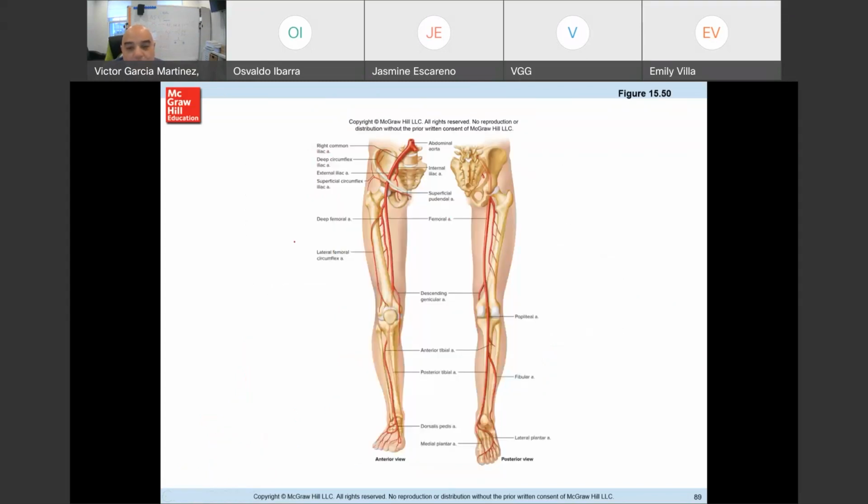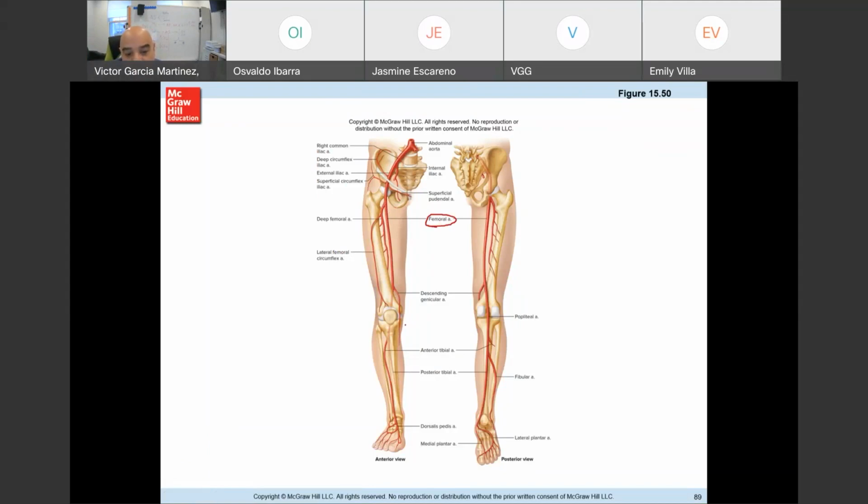Then, guys, if you remember, the external iliac artery is going to be going down for your lower limb. And the external iliac artery has some important branches. I need you to remember the femoral artery. This is important for your pulse. And it's really, really massive. It's one of the longest arteries in our body, the femoral artery.